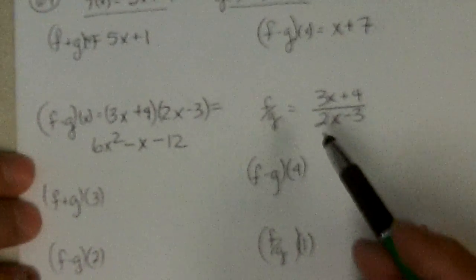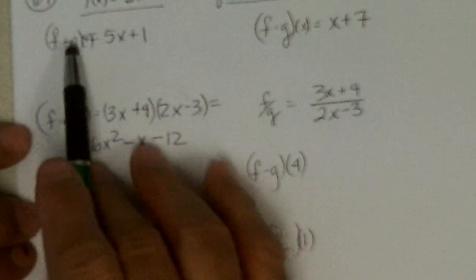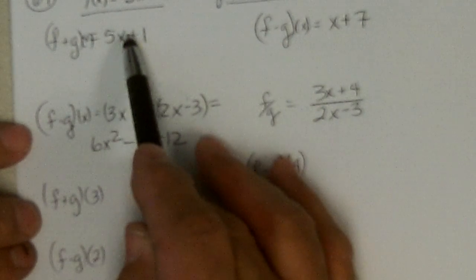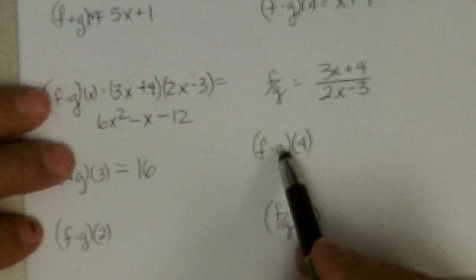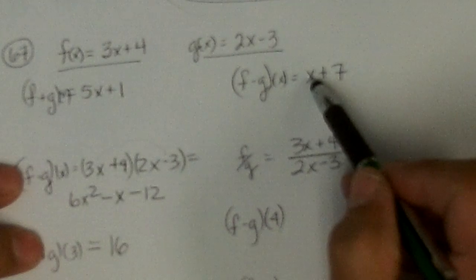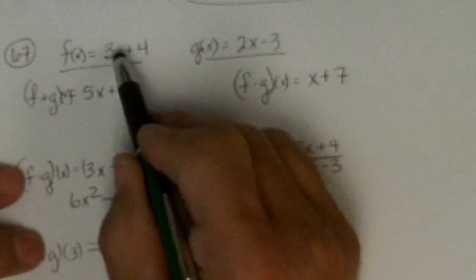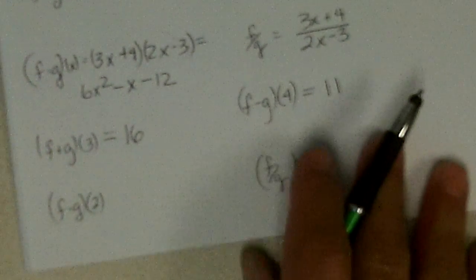F plus g of 3, we can plug 3 into f and 3 into g and then figure it out, or we can plug it into f plus g, and 5 times 3 is 15 plus 1 is 16. F minus g of 4, we can just put 4 in here. 4 plus 7 is 11. Now we could have put 4 into f and 4 into g and then subtracted the results. Should get 11.